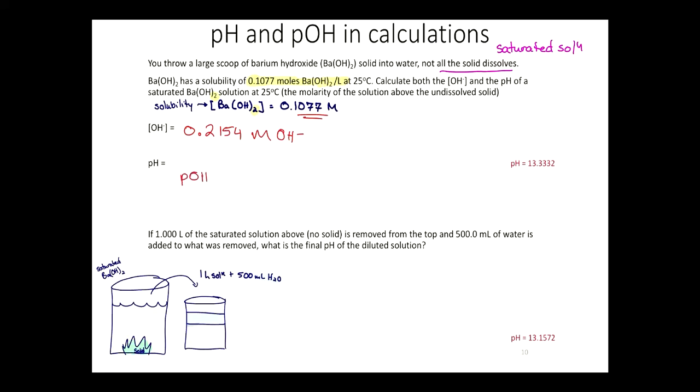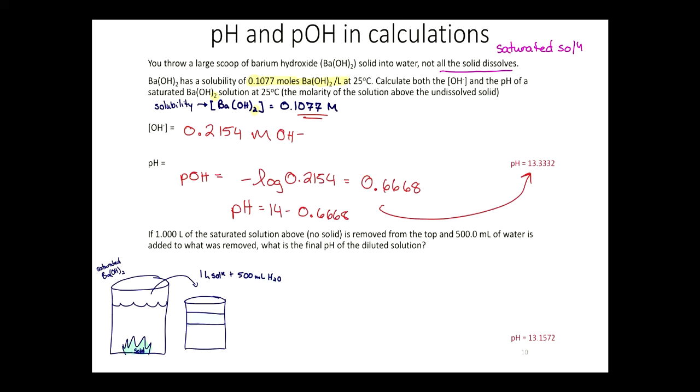So our pOH is negative log 0.2154, and that is equal to 0.6668, four decimal places. All right, but that's our pOH. So to get our pH, we're going to do 14 minus that number we just got, 0.6668. So that means our pH is closer to 13.3 something. So yes, that is in a basic regime, which should make sense since we put a base into water. This is a basic saturated solution.